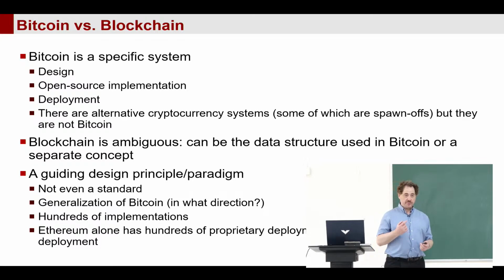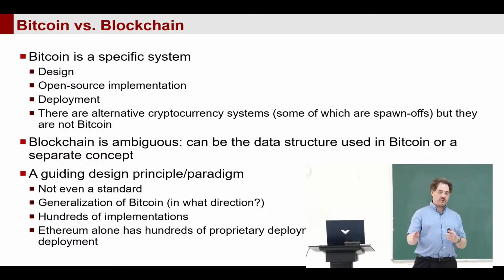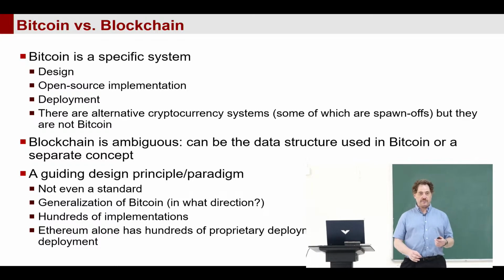There is only one deployment of Bitcoin. And even though, as mentioned, many systems originated from Bitcoin, and there are many other cryptocurrencies, many spin-offs, many forks with just minor differences, they are not called Bitcoin, so there is no confusion.